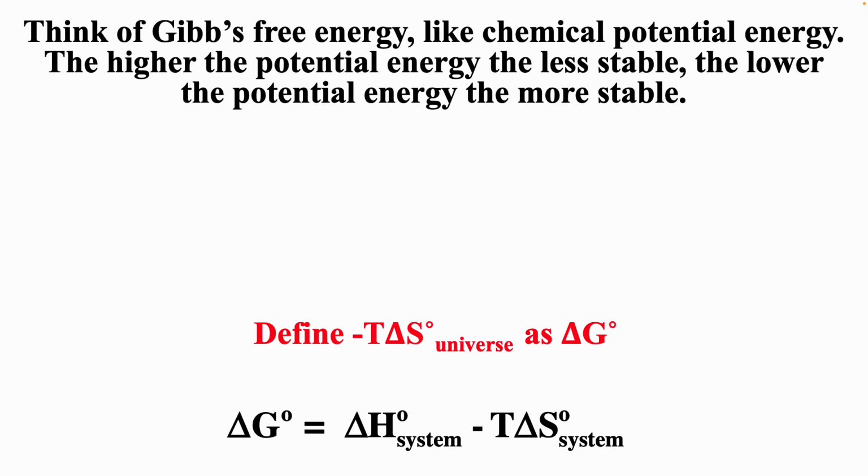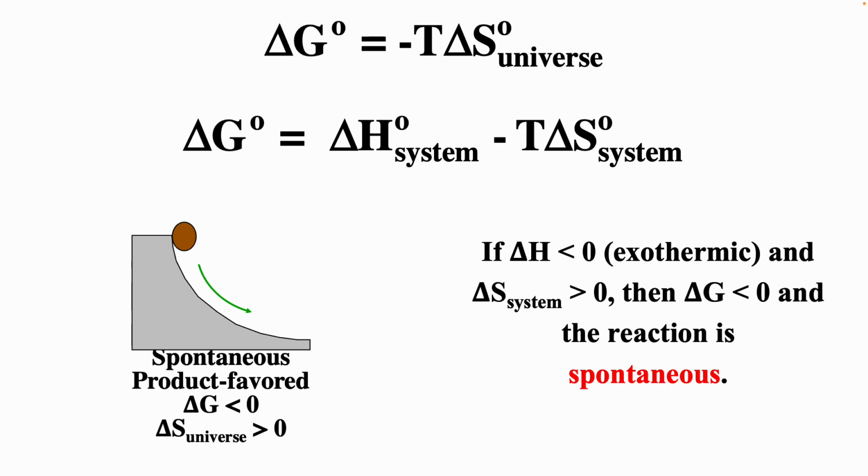The higher the potential energy, the less stable. The lower the potential energy, the more stable. And so here our reactants are on the left, the products are on the right. And so our delta G is little minus big, so that gives you delta G is negative. Because delta G is minus T delta S universe, negative delta G corresponds to positive delta S universe. And so this would be a spontaneous process. The reactants are higher energy, less stable than the products.